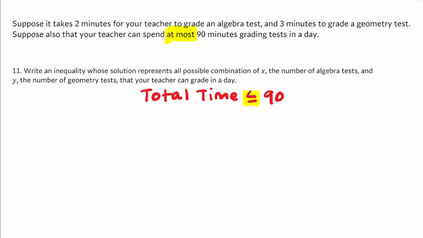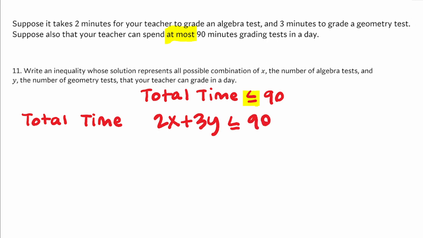It's okay to spend 90 minutes grading tests. 91 minutes, not going to be okay. So the total time is going to be equal to 2 minutes per algebra test plus 3 minutes per geometry test. So if x is the number of algebra tests, the total time spent grading algebra is going to be 2x. And then 3y, for 3 minutes for each geometry test. That's the total time, and that needs to be less than or equal to 90.